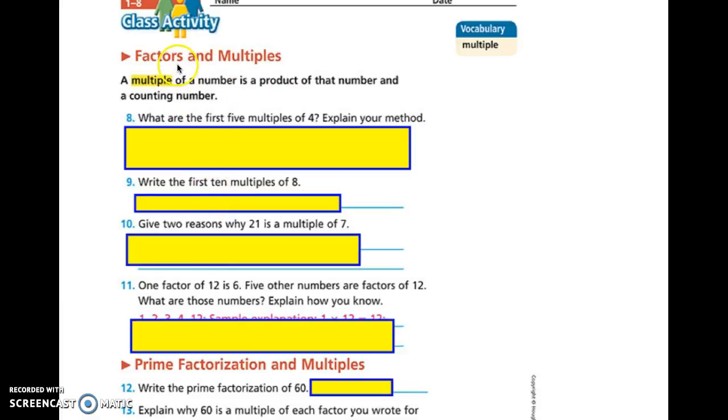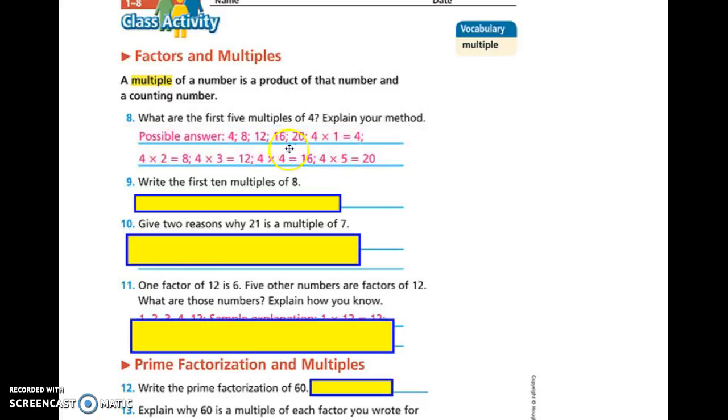All right, next we're going to be talking about factors and multiples. A multiple of a number is a product of that number and a counting number. So you'll know multiples here as soon as I show you some. You're like, oh, I know what that is. It says, what are the first 5 multiples of 4? Explain your method. So the multiples of 4 are 4, 8, 12, 16, 20, right? It's all the things when we multiply, it's our 4s. So 4 times 1 is 4, 4 times 2 is 8, 4 times 3 is 12, 4 times 4 is 16, 4 times 5 is 20, and we could keep going, right?